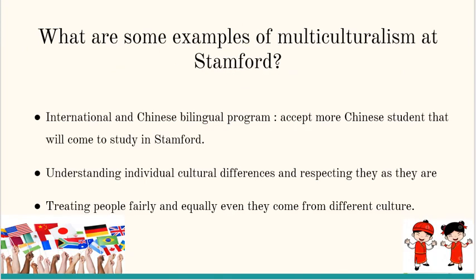Next, what are some examples of multiculturalism at Stanford? The first one would be the International and Chinese Bilingual Program. At Stanford University, they provide us the international program and the Chinese bilingual program, and sometimes they also provide a Thai bilingual program for the students. The second would be understanding individuals' cultural differences and respecting them as they are. And the third one would be treating people fairly and equally, even if they come from different cultures.